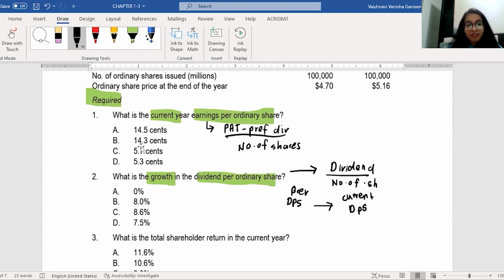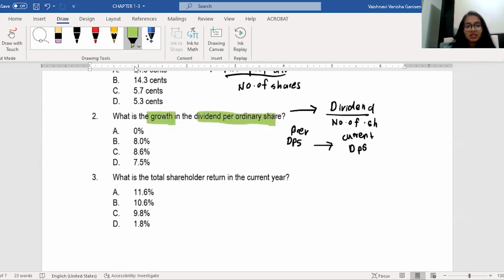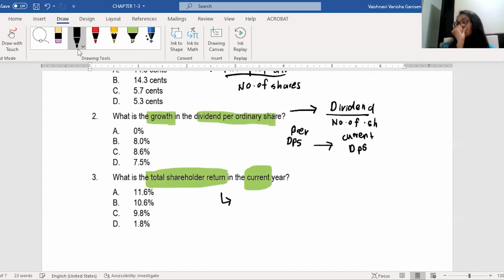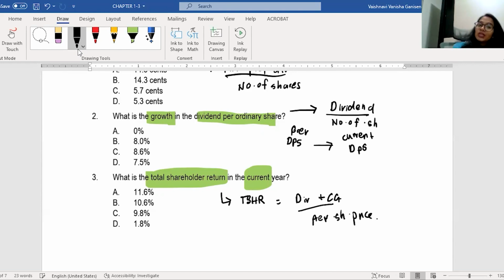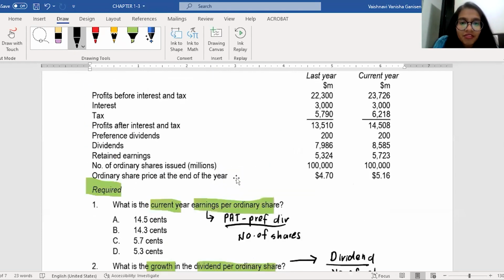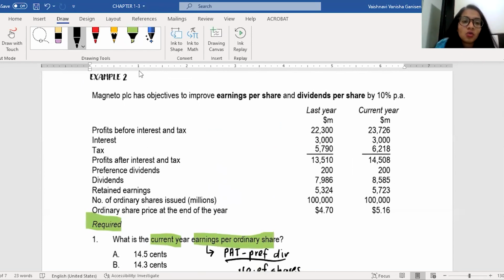All right. And then finally, he asks you to calculate the total shareholder return for the current year. So remember, total shareholder return, I'm going to use this short form moving forward when I talk about total shareholder return. Total shareholder return is equal to dividend plus capital gains over previous year share price. All right. So let's now scroll through the financial information to see what the examiner has to say.